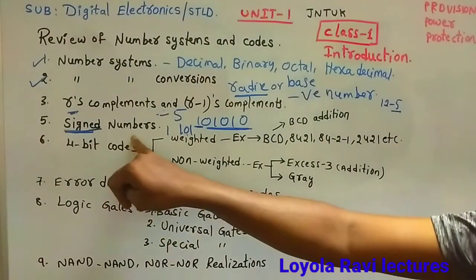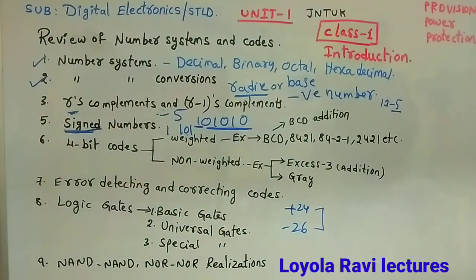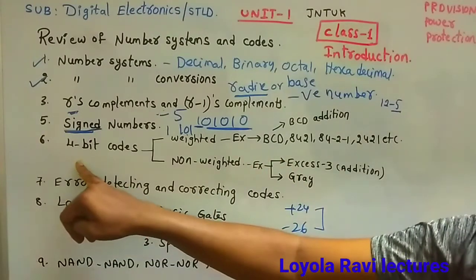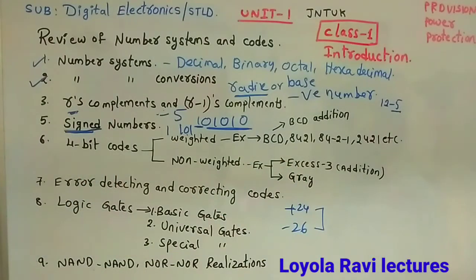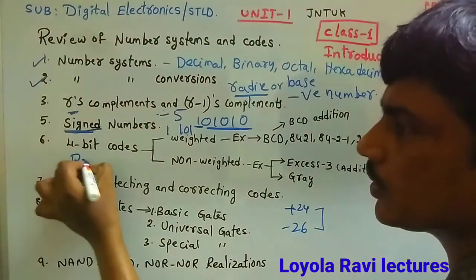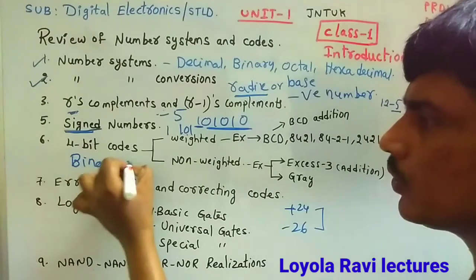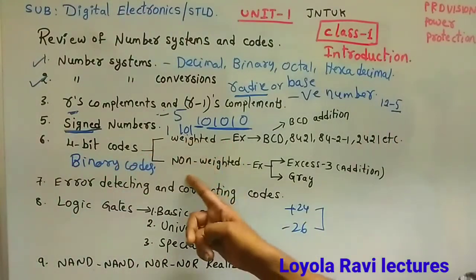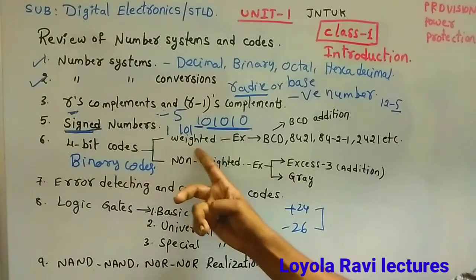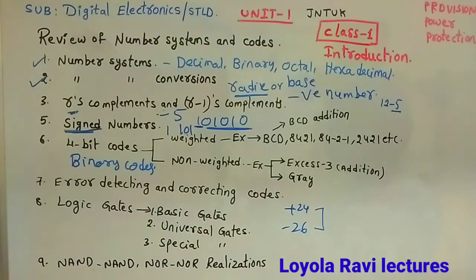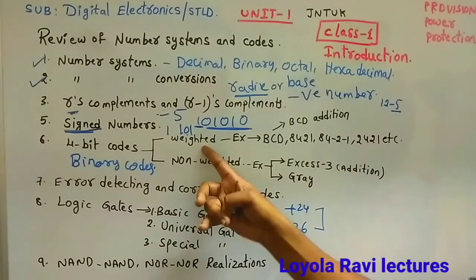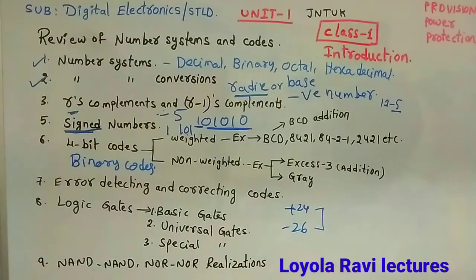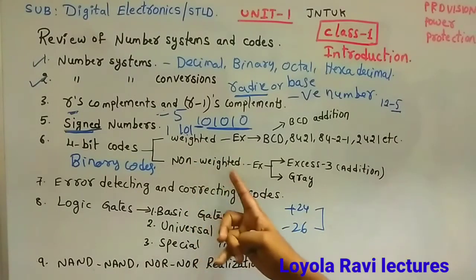That's why we will discuss this one also: signed numbers, or signed magnitude representation. Then next, 4-bit codes. Here in our digital electronics we have some binary codes. These may be weighted codes and non-weighted codes. We are going to assign some weight to that particular number, that is called weighted codes. And there is no weight assignment in a sequential order, that is non-weighted codes.